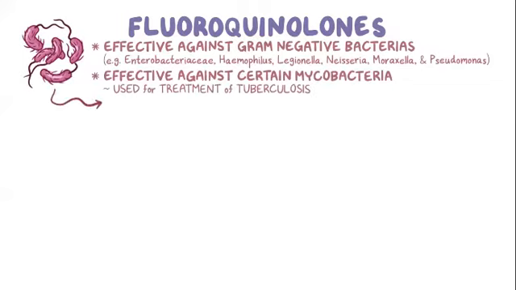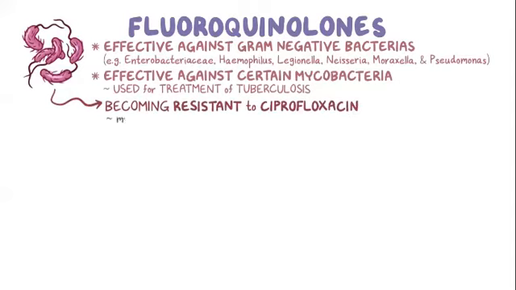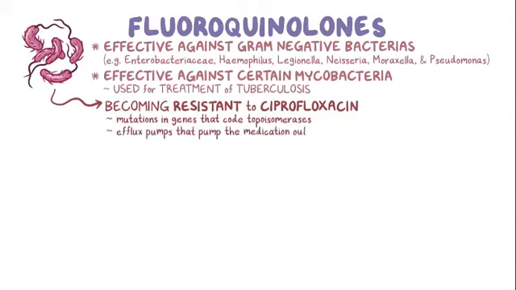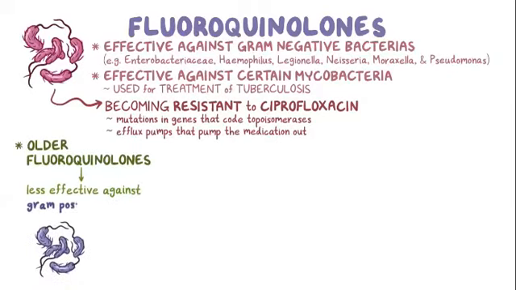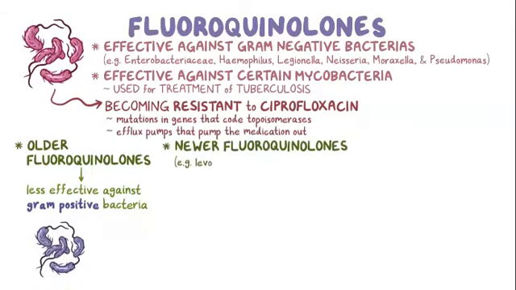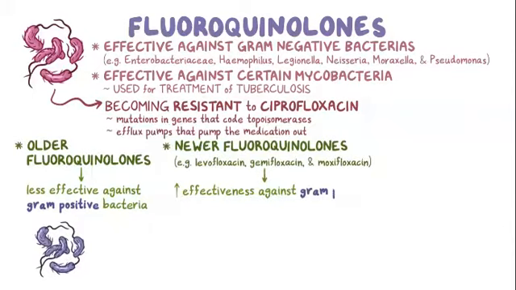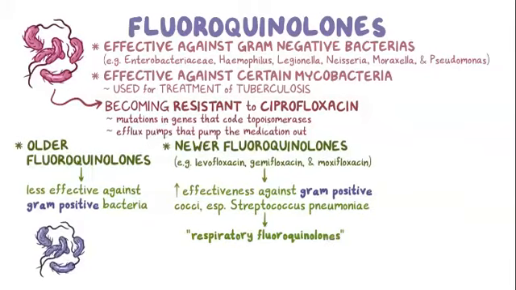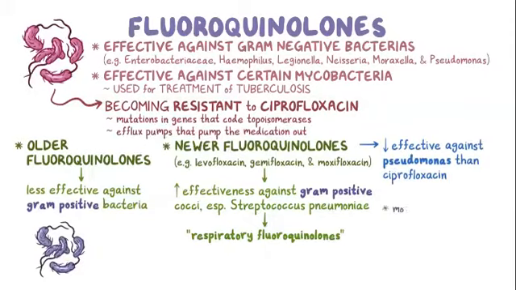However, more and more bacteria are becoming resistant to ciprofloxacin, either through mutations in the genes that code topoisomerases or through efflux pumps that pump the medication out. Another downside is that the older fluoroquinolones are less effective against gram-positive bacteria, but the newer ones, like levofloxacin, gemifloxacin, and moxifloxacin, have improved effectiveness against gram-positive cocci, especially Streptococcus pneumoniae, so they're called respiratory fluoroquinolones since they're often used to treat hospital-acquired pneumonia. The trade-off is that they're less effective against Pseudomonas than ciprofloxacin. Most fluoroquinolones are not effective against MRSA.